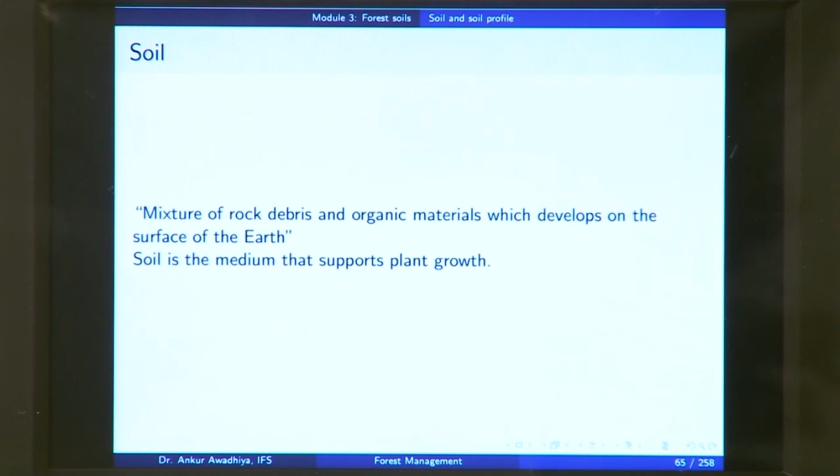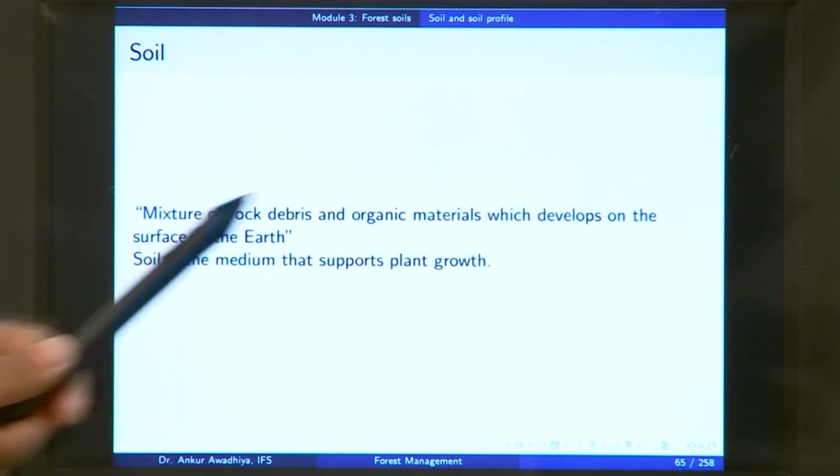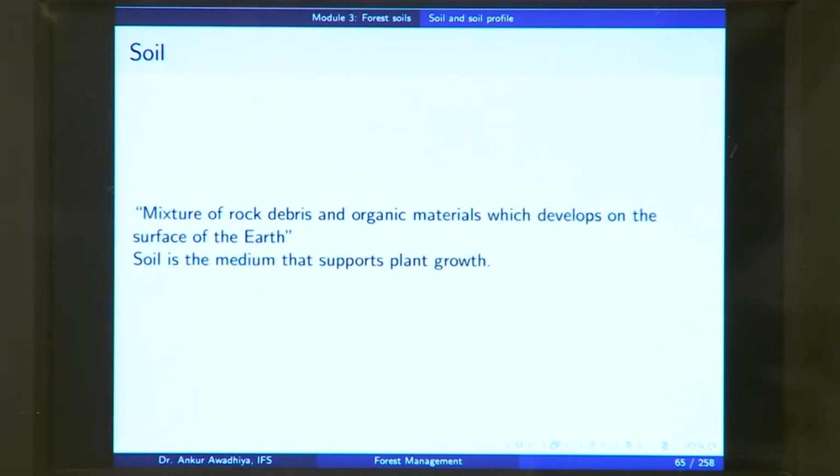So, what is a soil? A soil is defined as a mixture of rock debris and organic materials which develops on the surface of the earth. So, soil has 2 components, rock debris and organic materials along with air and water, and it develops on the surface of the earth, and it is the medium that supports plant growth.